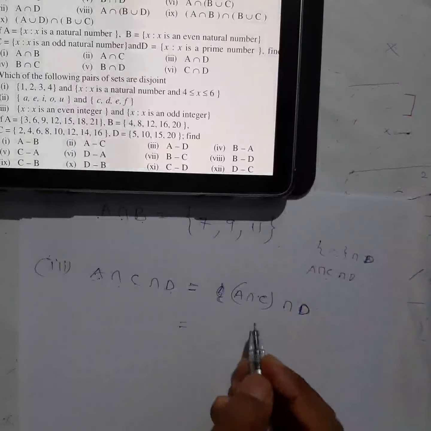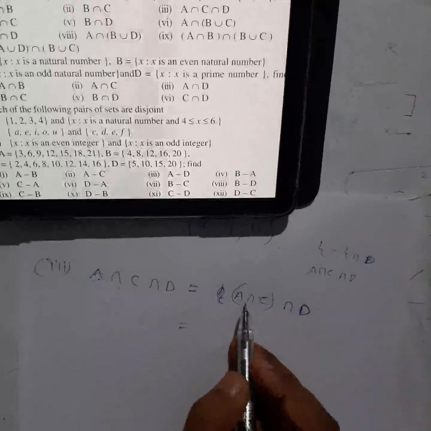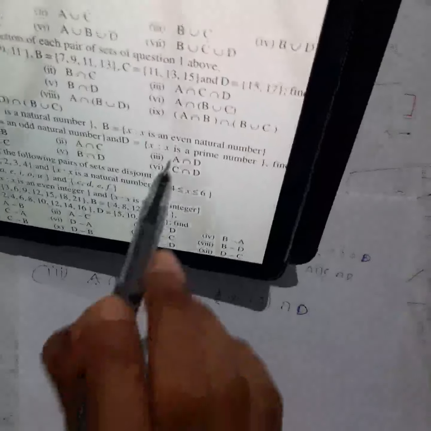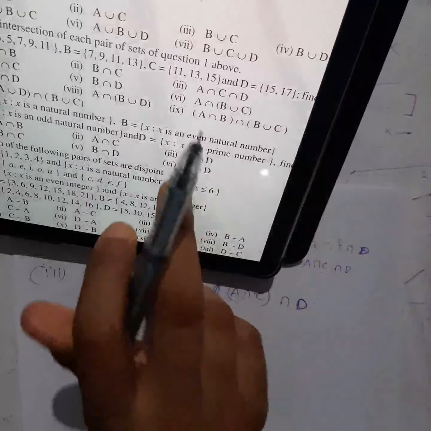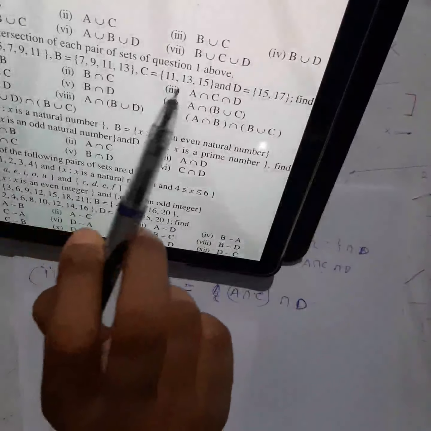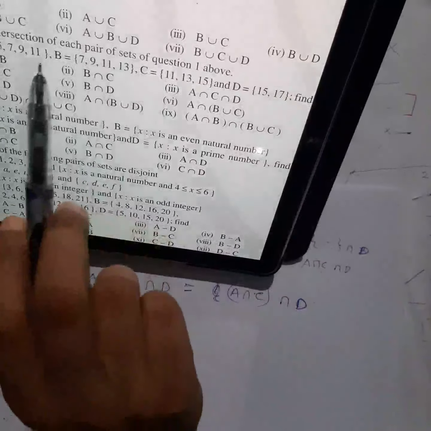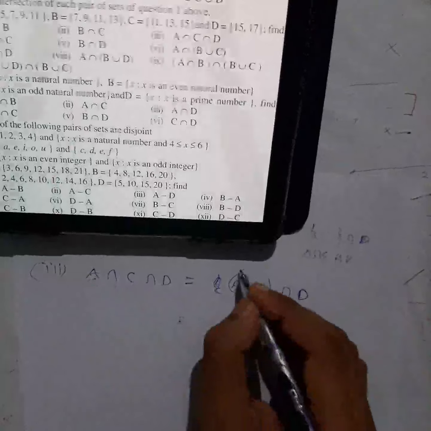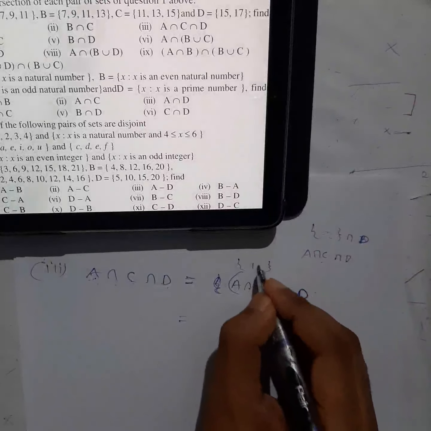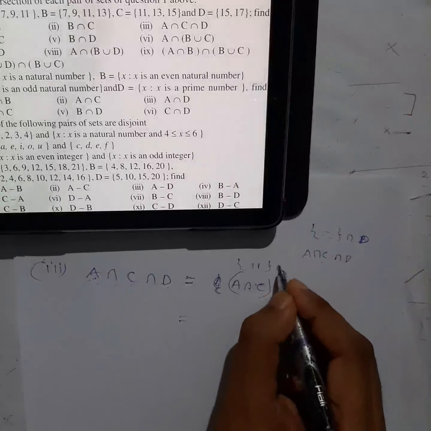If you have confusion, you can write like this. A intersection C means common element between A and C. What will it be? Common element between A and C: 11 is common. Only 11 is common, right? So here, what will be the element? Only 11 in this part.